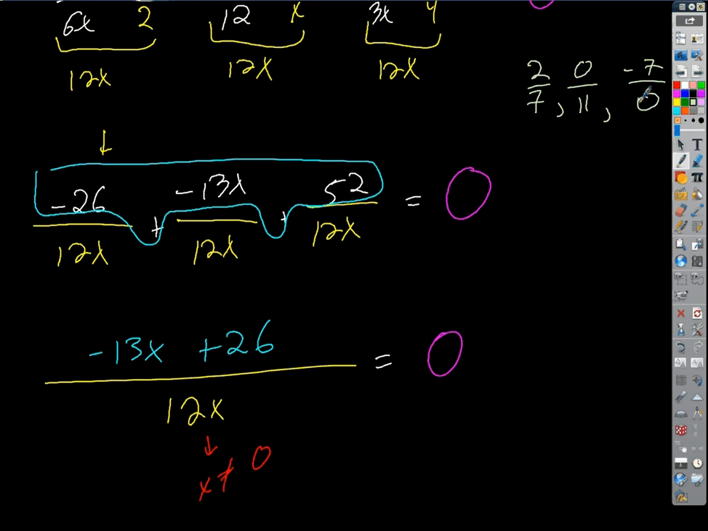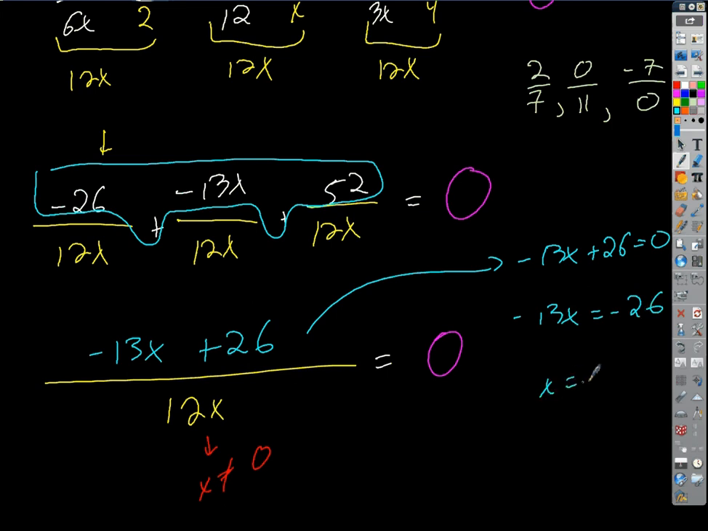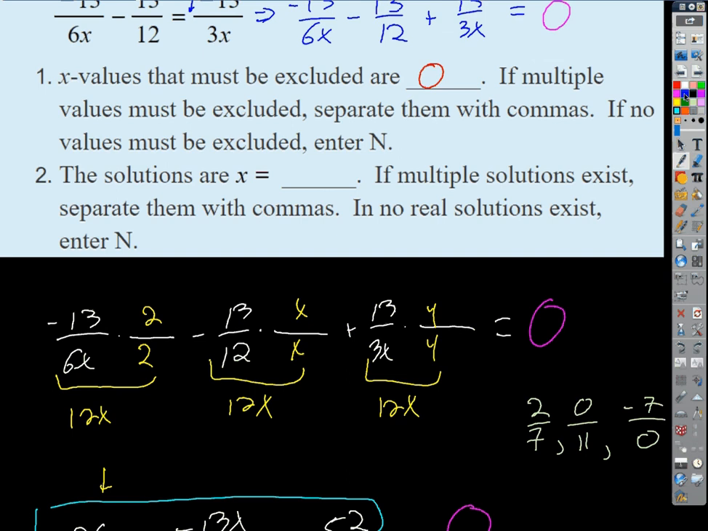If we want to know what the solutions are to the equation, when does the fraction equal 0? All we have to do is take the numerator of our one big fraction and set it equal to 0 and solve, right? So we end up with the equation negative 13x plus 26 equals 0. So what are the two steps in order to isolate x? Subtract 26. So negative 13x equals negative 26. Divide by negative 13, and x would equal positive 2, wouldn't it? Okay? So 2 is the solution. So that's what goes in here.